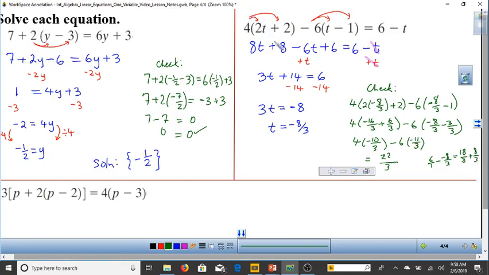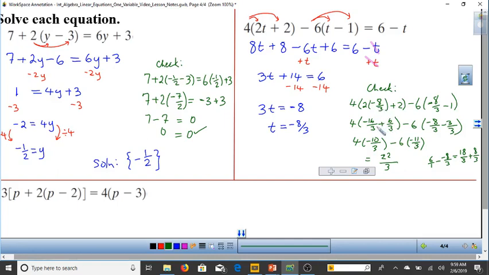So let's check to make sure we did the work right. 8t plus 8 minus 6t plus 6 equal to 6 minus t. 8t minus 6t plus t is 3t, and 8 plus 6 is 14. 6 minus 14 is negative 8. So we did our work right, so my checking was incorrect then.